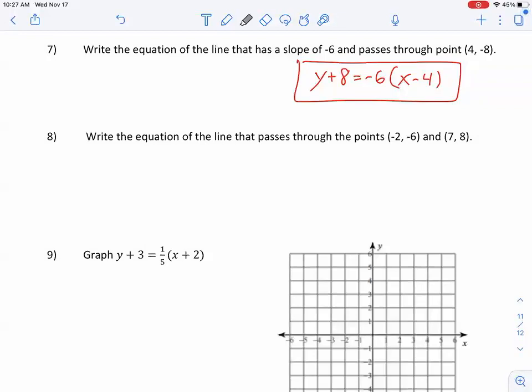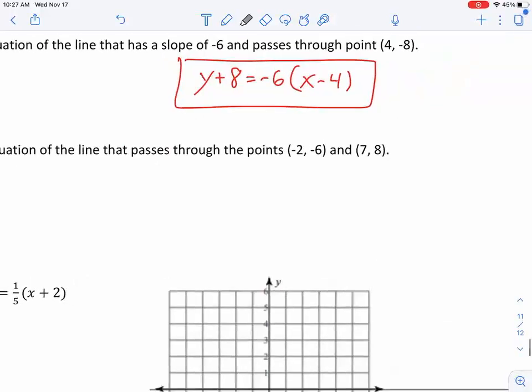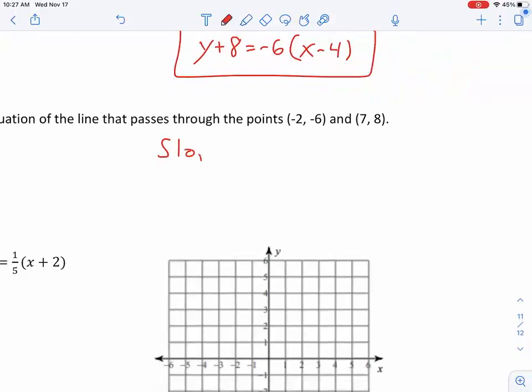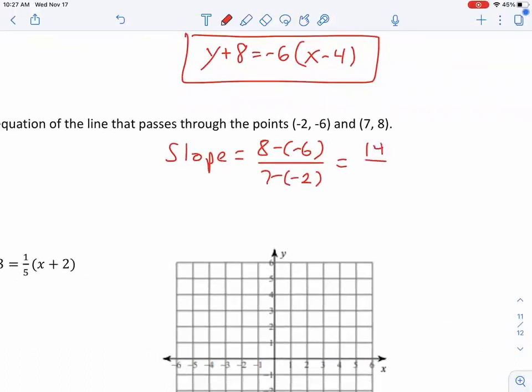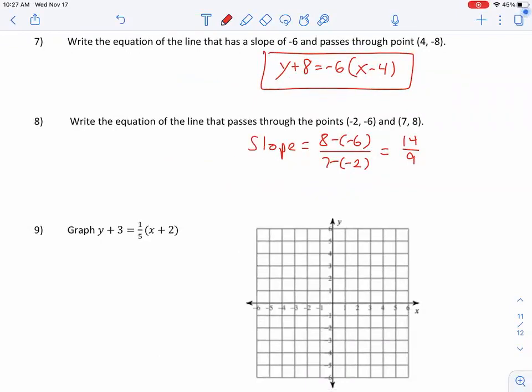All right, first thing we're going to do is find the slope. I will subtract the y's on top. So 8 minus -6 on top and 7 minus -2 on the bottom. So I get 14 on top and 9 on the bottom, and that doesn't reduce. So 14 over 9 is our slope. So that's an important step. Okay, if we don't get the right slope, the next part is not going to be right, of course.